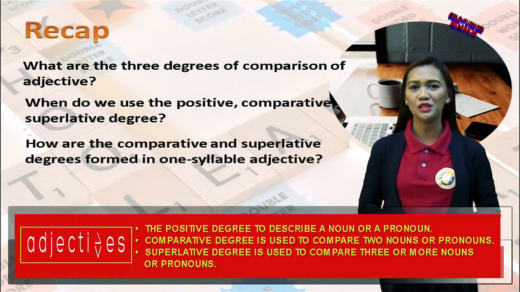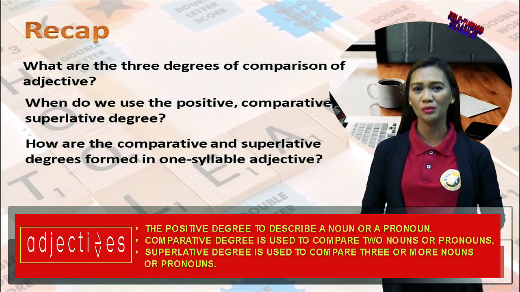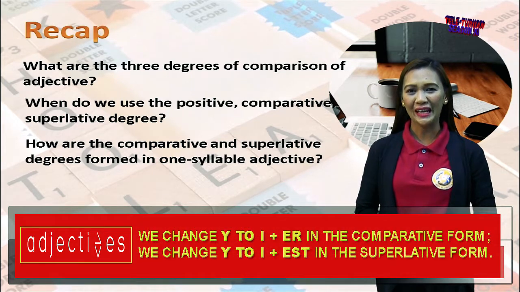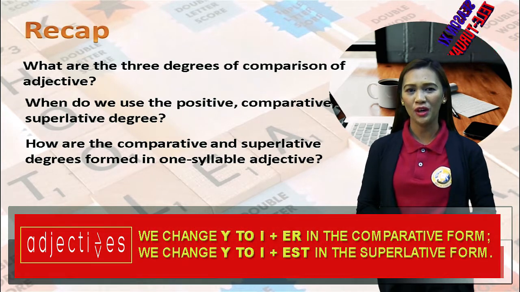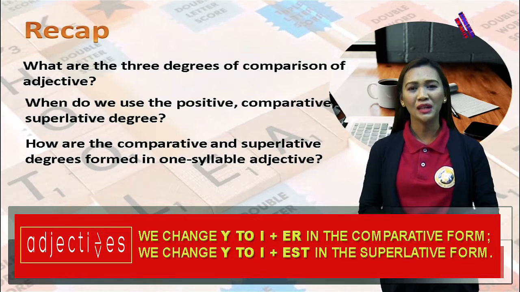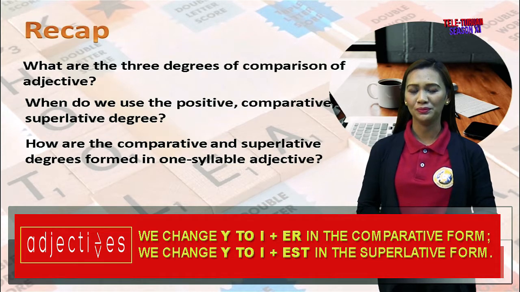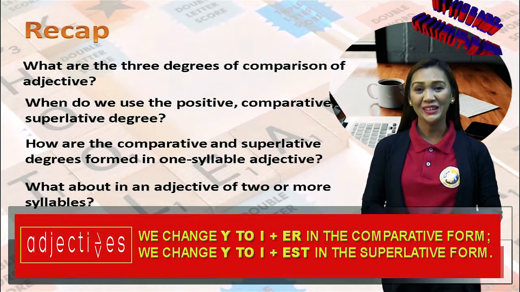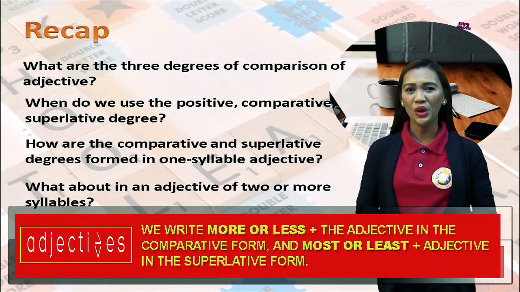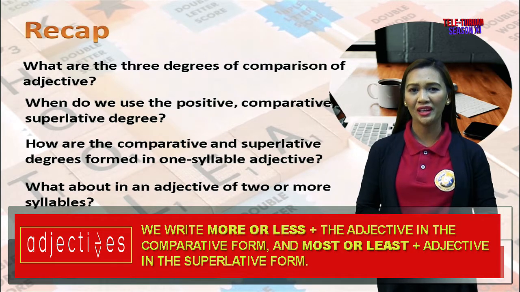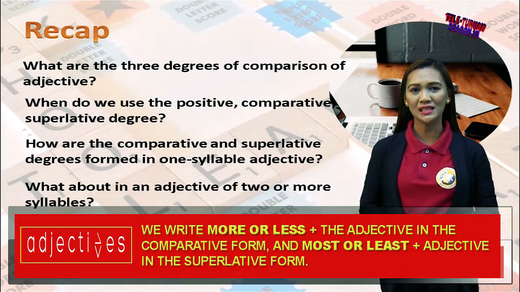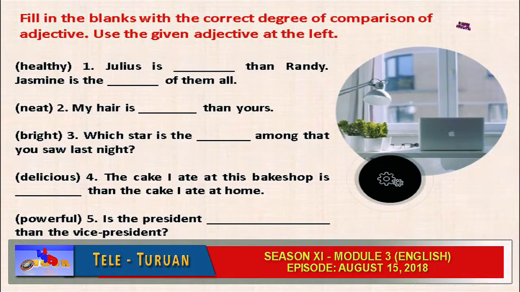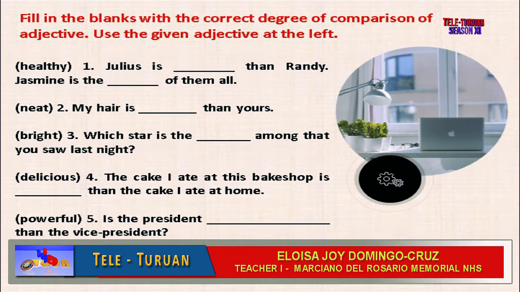How are the comparative and superlative degrees formed in 1 syllable? Very good. We change Y to I plus ER in the comparative form. We change Y to I plus EST in the superlative form. What about in an adjective of 2 or more syllables? You got it right, my dear. We write more or less plus the adjective in the comparative form and most or least plus the adjective in the superlative form. Now let's see if you can answer this task on your own.